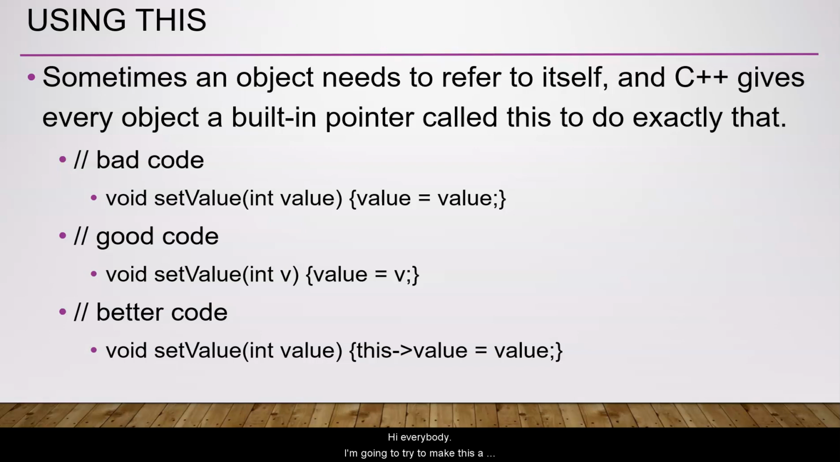Hi everybody. I'm going to try to make this a pretty simple video talking about using this. Sometimes an object needs to refer to itself, and C++ gives every object a built-in pointer called this to do exactly that. Basically, the keyword this is used as a pointer to refer to itself. I'm going to go through my bad and good code examples here, and it's going to be easier if I demo this in CLion.